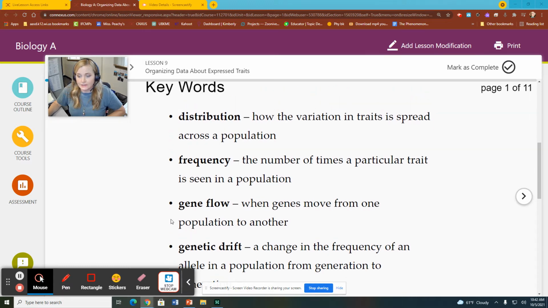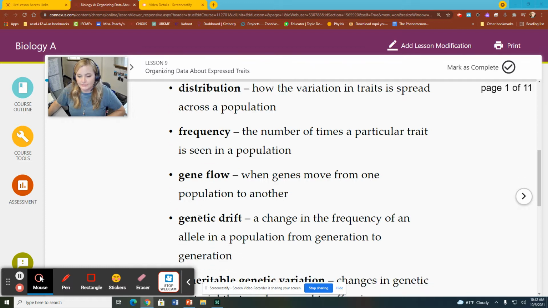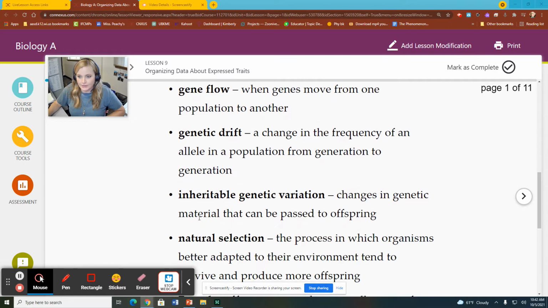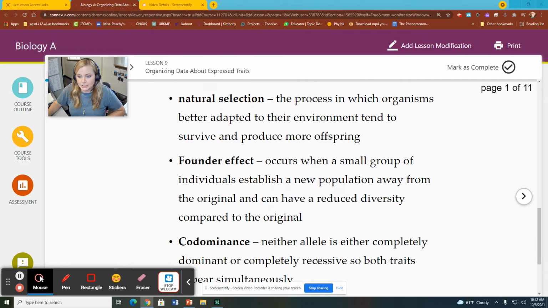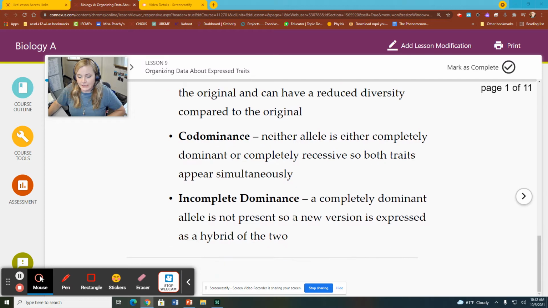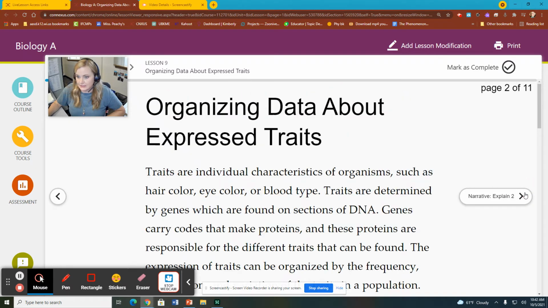So our keywords are distribution, frequency, gene flow, genetic drift, inheritable genetic variation. We've seen that one before, right? Natural selection, founder effect, codominance, and incomplete dominance.